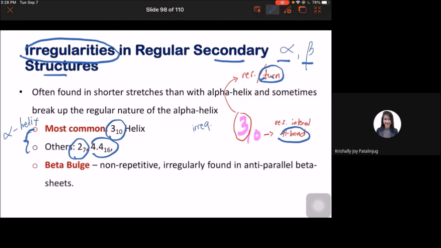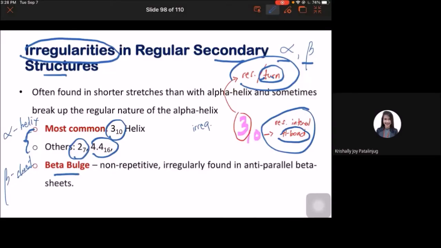So, you know that already. Ano ibig sabihin ng 2:7? I-apply nyo lang to. Ano ibig sabihin ng 2:7, 4.4:16? So, you can rationalize that. Then, for beta pleated sheet naman, ito yung common. Okay, beta sheets. Common irregularity is yung beta bulge. Beta bulge. Okay?